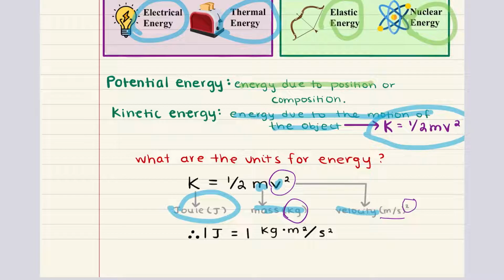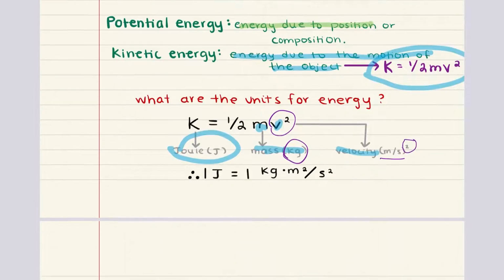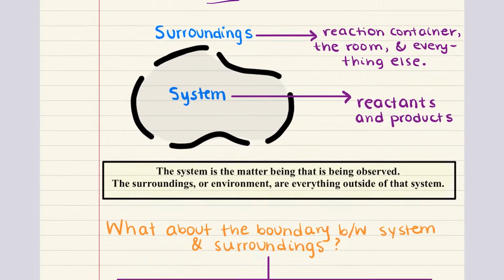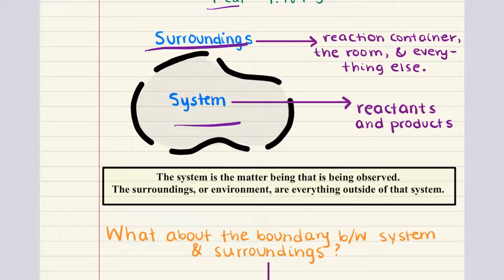Now, you should also be familiar with the English unit for energy, the calorie. The calorie is the amount of heat required to raise the temperature of 1 gram of water by 1 degree Celsius. Now, the relationship between joule and calorie is the following. 1 calorie is equal to 4.184 joules.